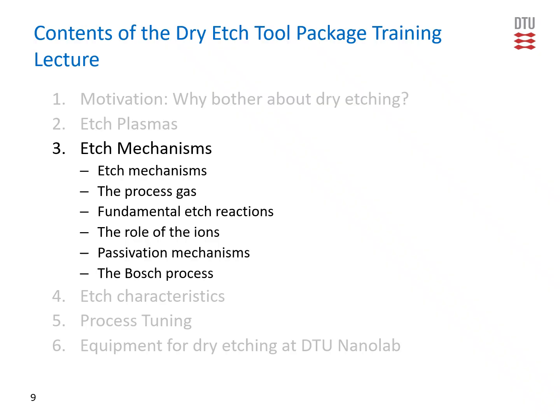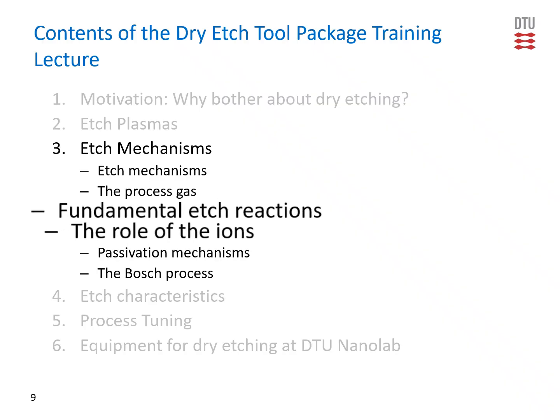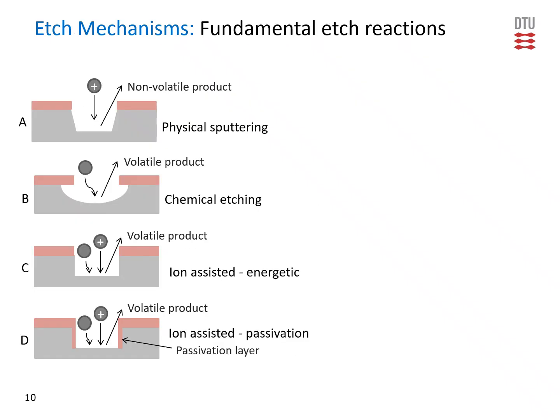Now we are done with the etch mechanisms and the choice of process gases. So the next I'll talk about is fundamental etch reactions and the role of the ions. Here are the 4 fundamental etch mechanisms that you need to know. The first one is a physical sputtering process. Here ions are bombarding your substrate and sputtering off non-volatile product.